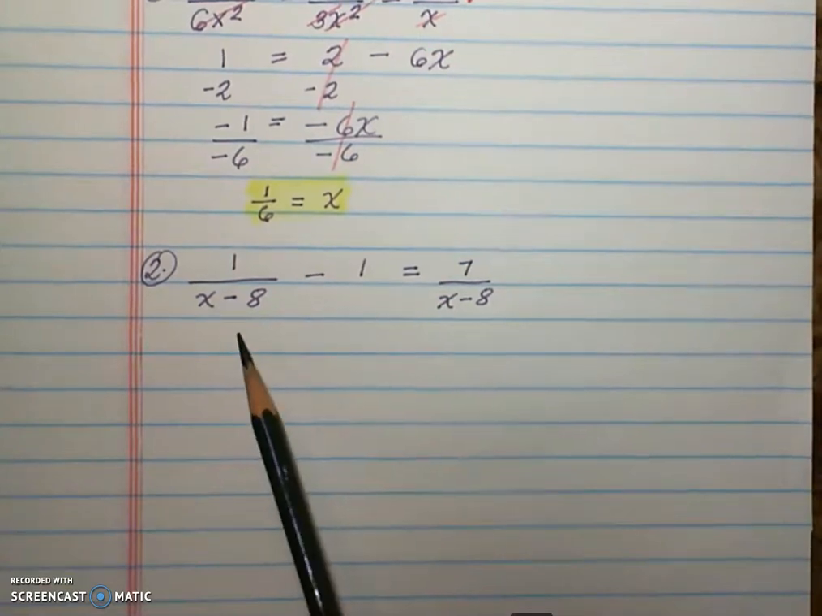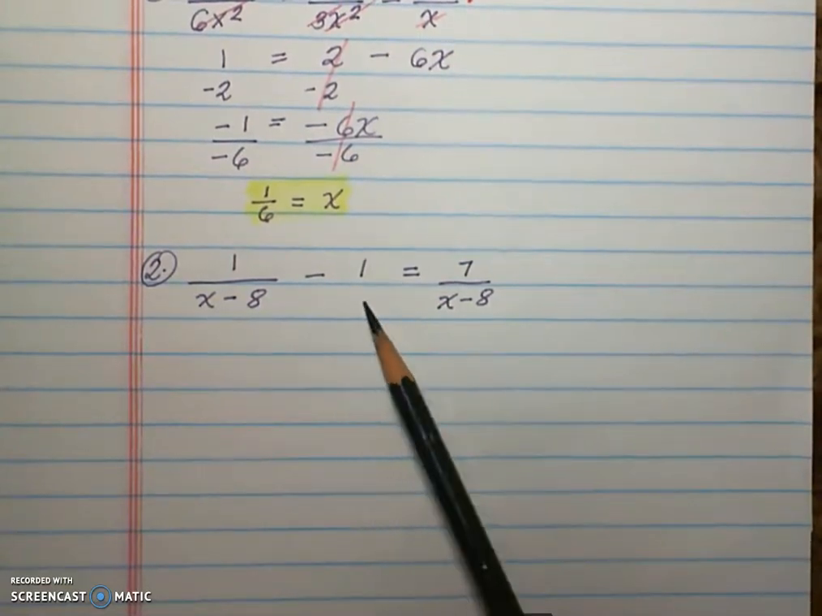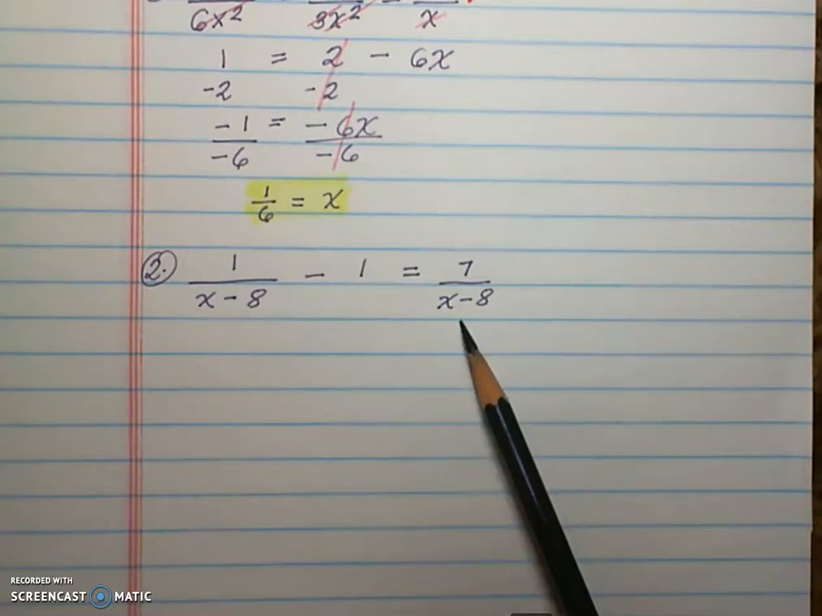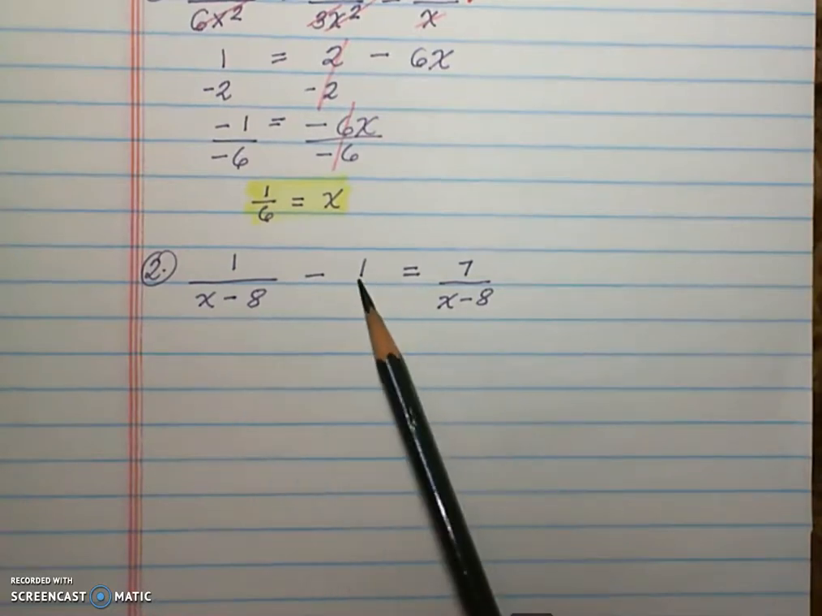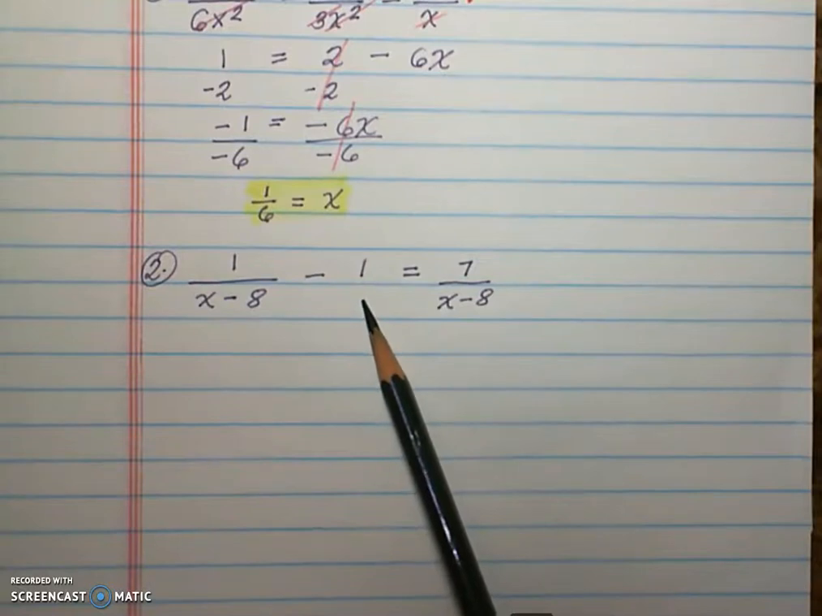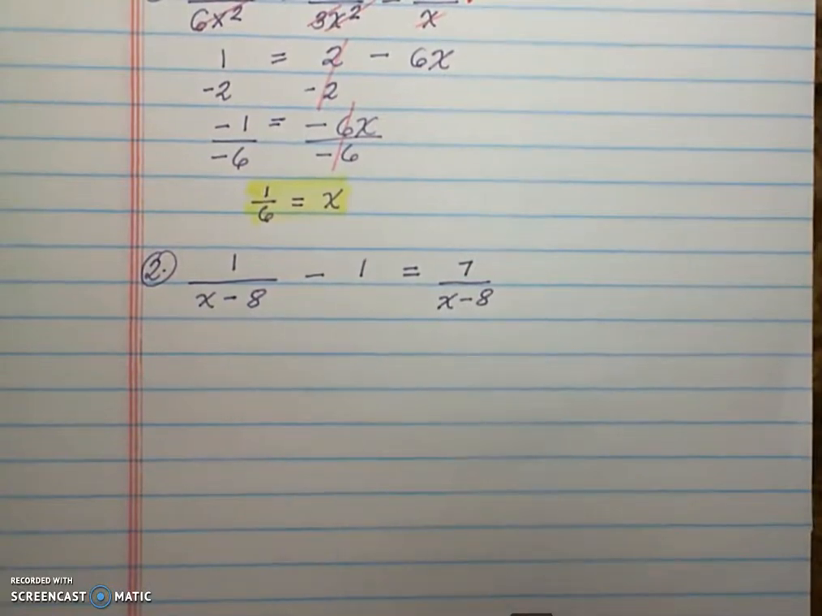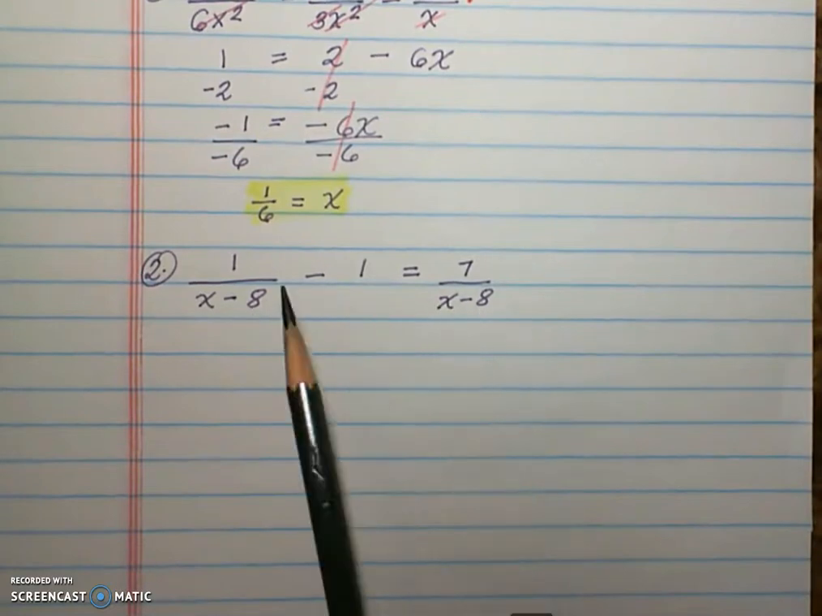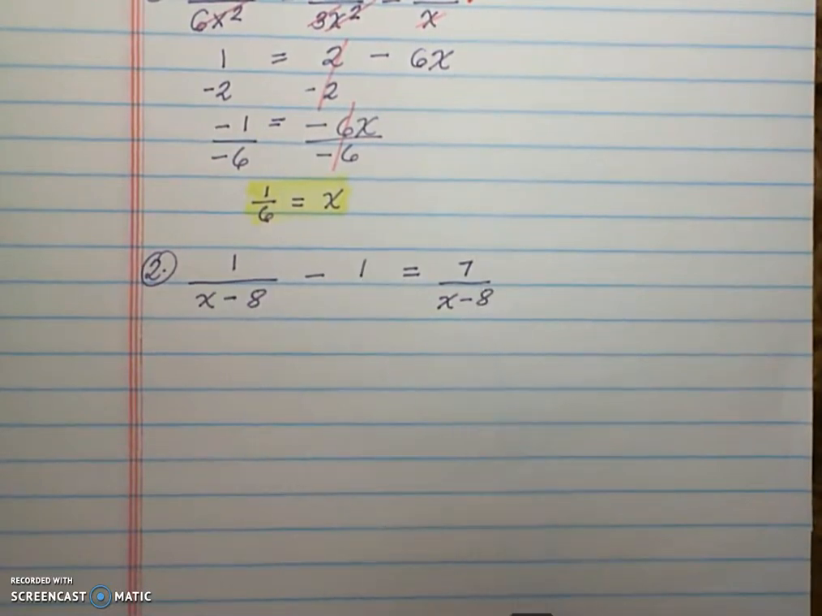1 over x minus 8 minus 1 equals 7 over x minus 8. Now, as you can see, the LCD here is clear and simple. It is just x minus 8. The denominator of this is 1. And so there's 1 in all of these two. So we are going to remove the denominators of these two by multiplying each term by x minus 8.